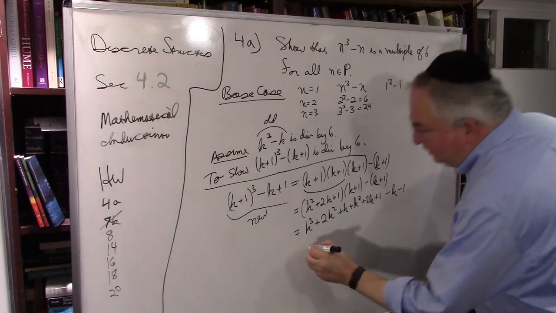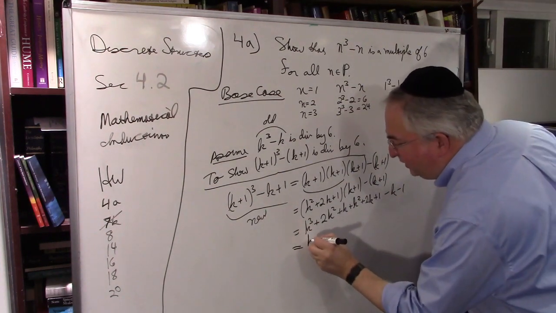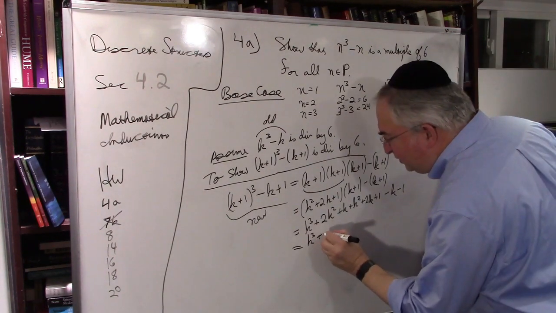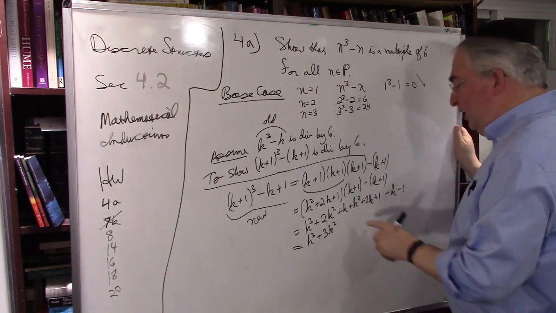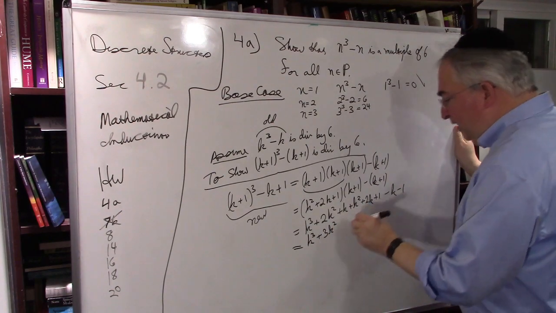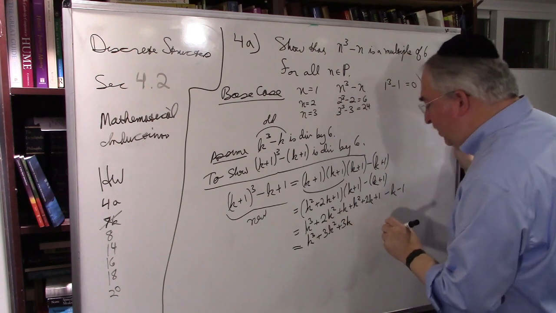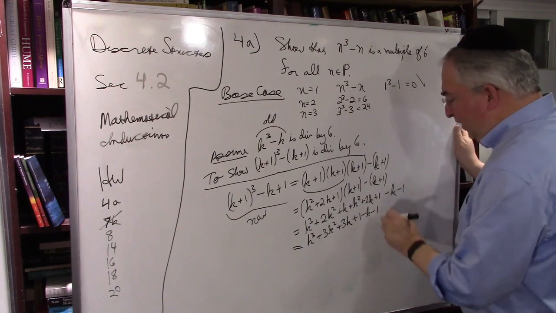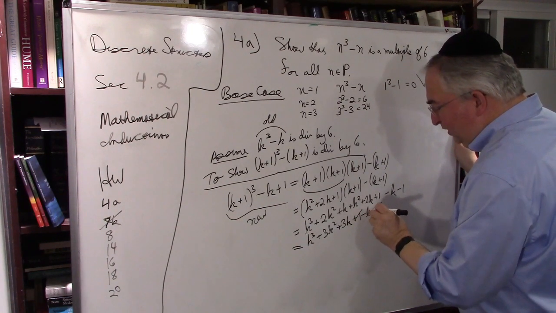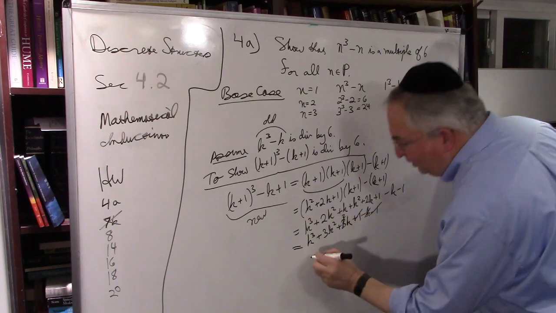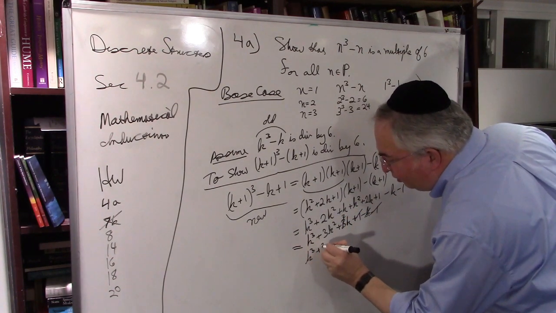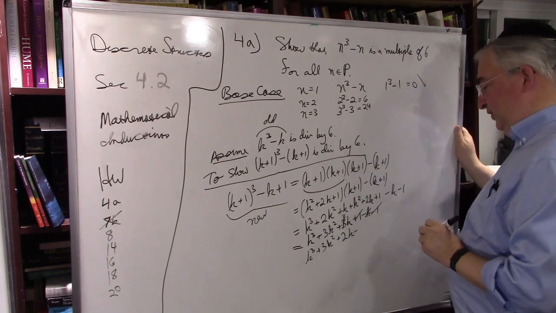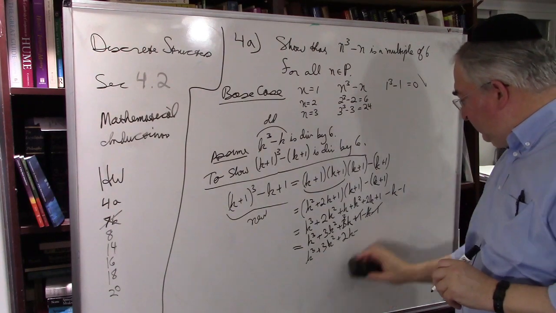Okay, great. So this is equal to k to the third. Now we combine like terms. 2k squared plus k squared is plus 3k squared, plus k plus 2k is plus 3k, plus 1 minus k minus 1. Okay, this is going to cancel out with that, and this will cancel out with one of these. So now you have k to the third plus 3k squared plus 2k. That's it.